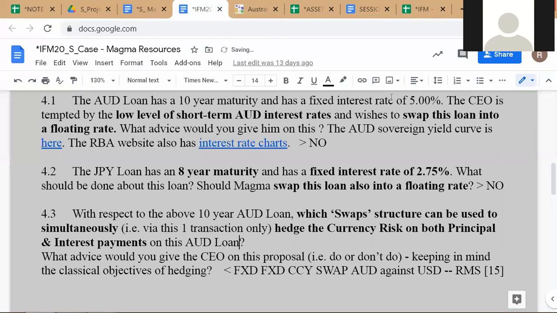Remember, this is already a fixed rate loan, so there is no interest rate risk on this loan because it's fixed at 5%. There's no uncertainty, there's no variability, and he's now talking about swapping it into a floating rate, which will introduce some variability.